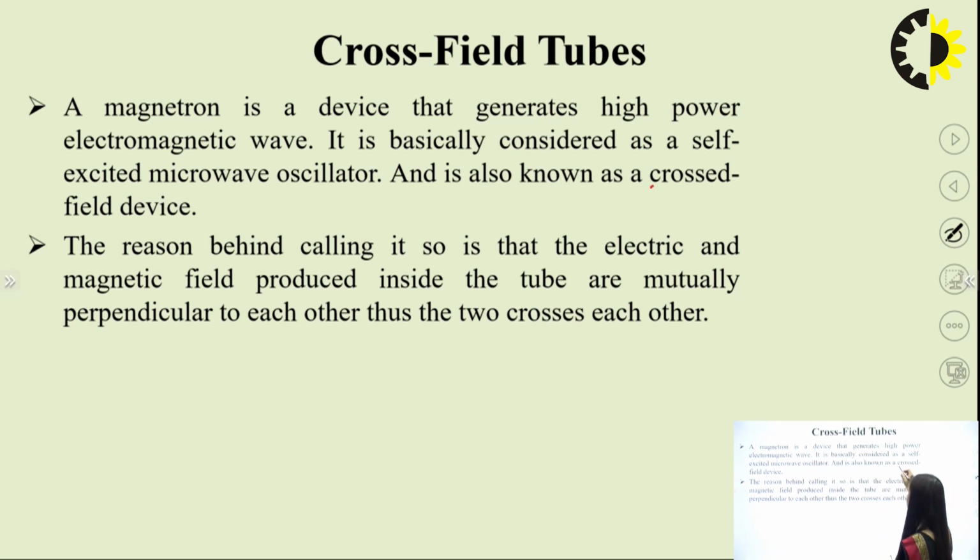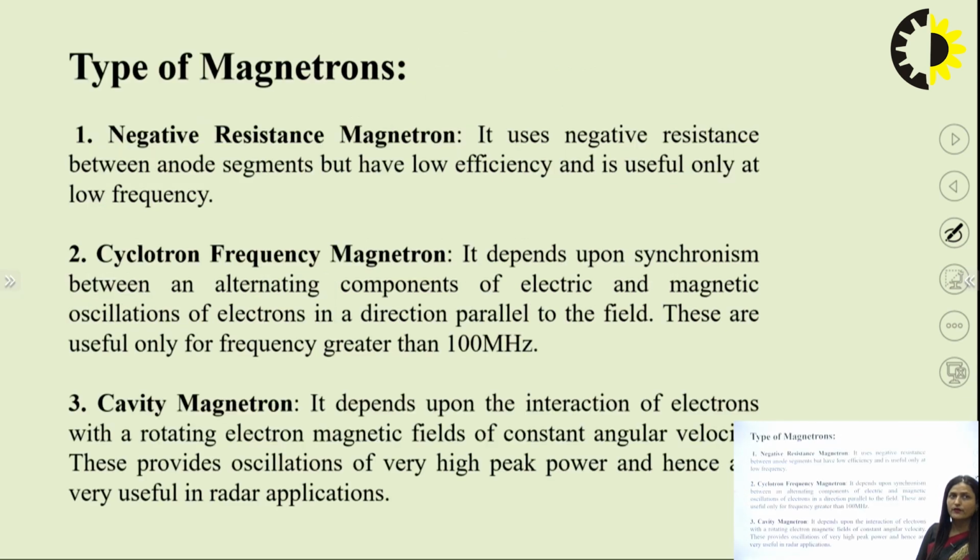Why is it called a cross field device? As the electric and magnetic fields produced inside the magnetron are perpendicular to each other, it is called a cross field tube. So first we will discuss different types of magnetron. Basically there are three types of magnetron.